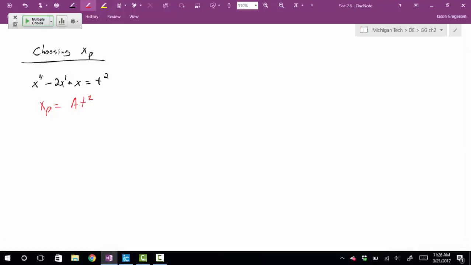We'll try it. See what happens. Take that guess. See if you can figure out what that undetermined coefficient is.